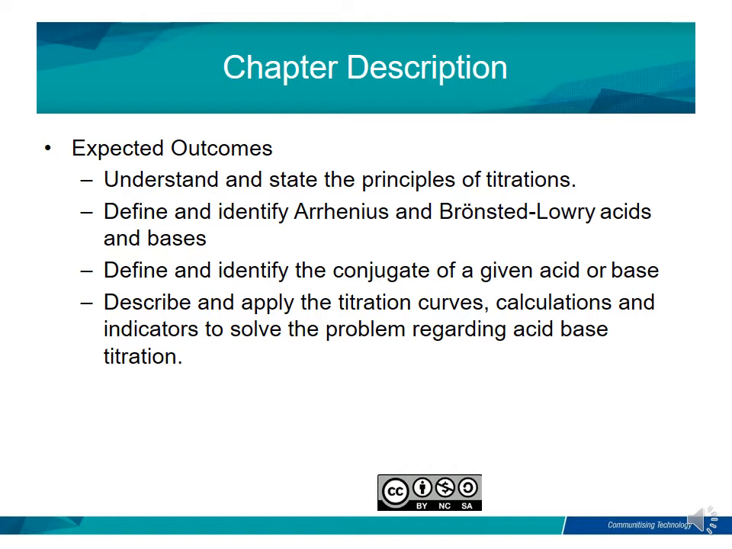The expected outcome is to understand and state the principle of titration, define and identify Arrhenius and Bronsted-Lowry acids and bases. Next, define and identify the conjugate of a given acid or base. And the last one, describe and apply the titration curves, calculation, and indicator to solve the problem regarding acid-base titration.